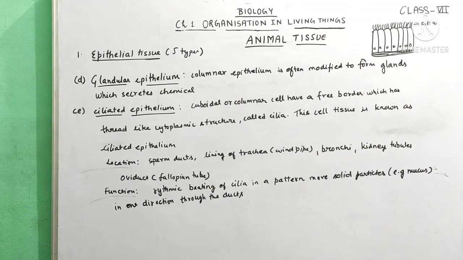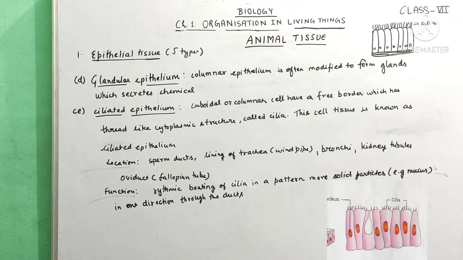The fourth type of epithelium is glandular epithelium. Glandular epithelia are nothing but modified columnar epithelium that form glands and secrete chemicals. The fifth type of epithelial tissue is ciliated epithelium.